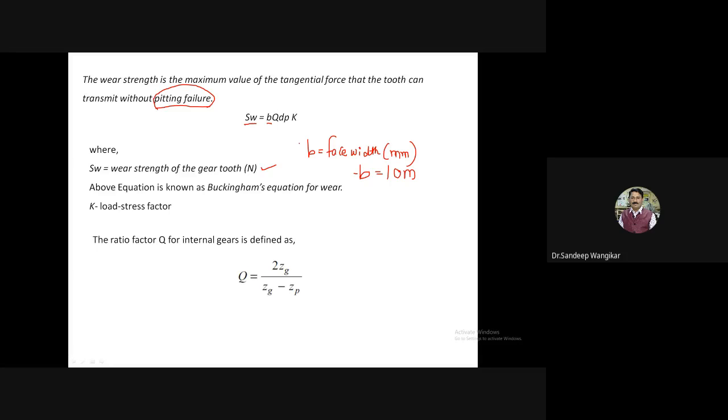Then what is Q in this case? Q is the ratio factor. dp is the pitch circle diameter of the pinion. And K is the load stress factor. Again, we will discuss this. So I request you all to write down this equation as the wear strength equation.